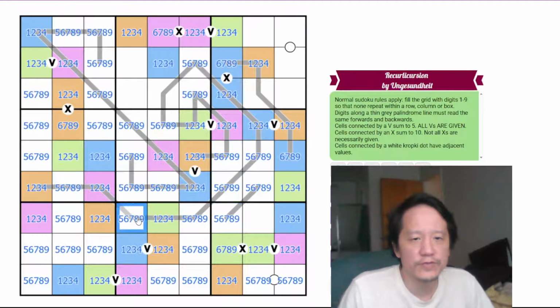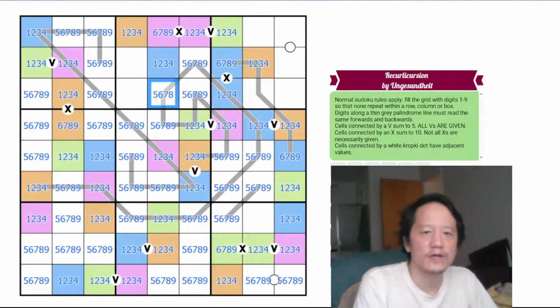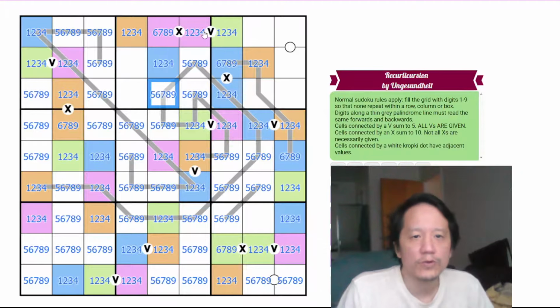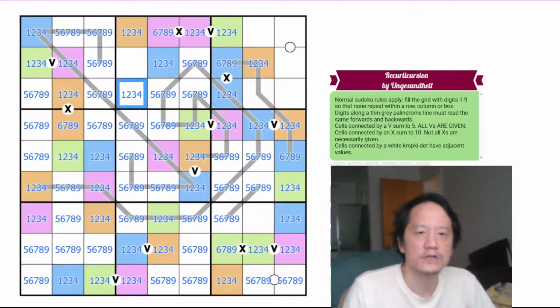Okay, so this is 5 through 9, 5 through 9, 5 through 9, which matches this. This is 5 through 9. We are looking for a low green, and it cannot be here, here, or here, so it must be here. So this is a low green.